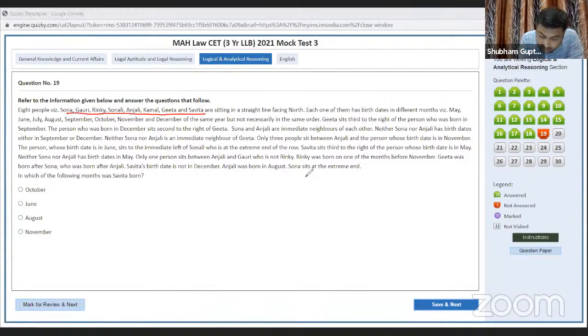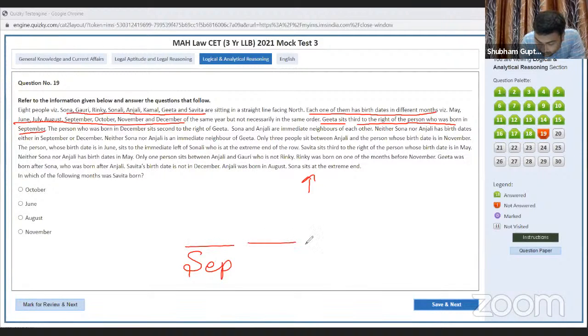Eight people are sitting on a straight line facing north. Each one of them has a birthday from May to December of the same year, but not necessarily in the same order. Geeta sits third to the right of the person born in September. So I will write September, third to the right, so here Geeta. I can go till the end.